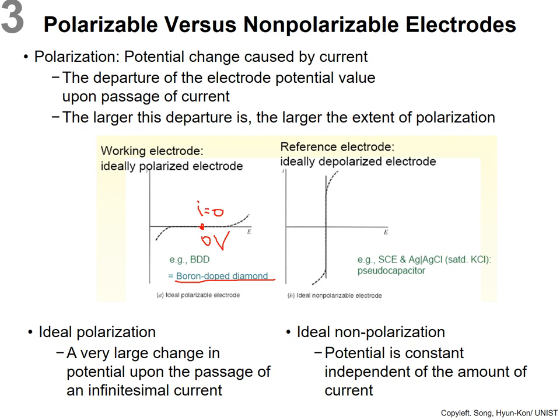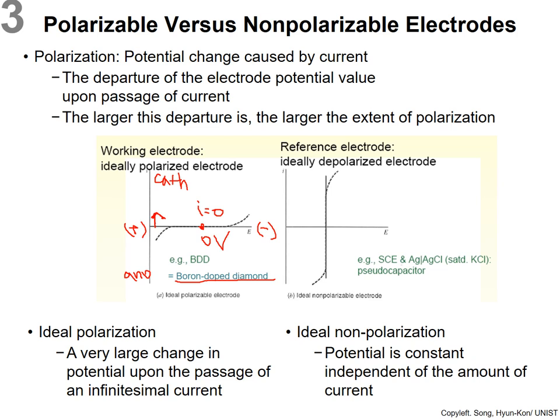Then I'd like to apply a very tiny current to the positive value. Let me say this is the minus potential, plus potential, minus potential. So it is the cathodic current, and the other direction is anodic current. So right now I have applied some tiny positive current here, and it means I'm pushing the electrons into the electrode to induce a reduction process.